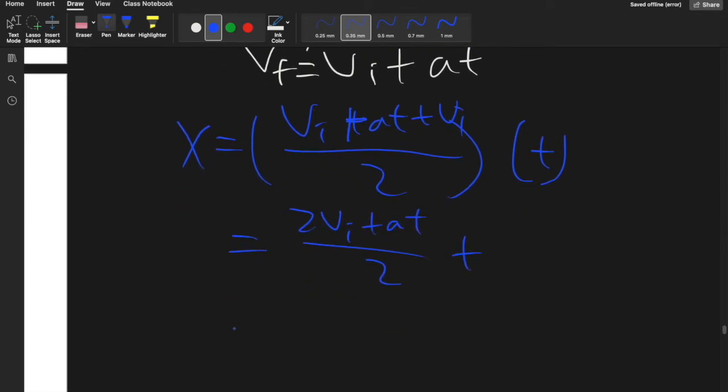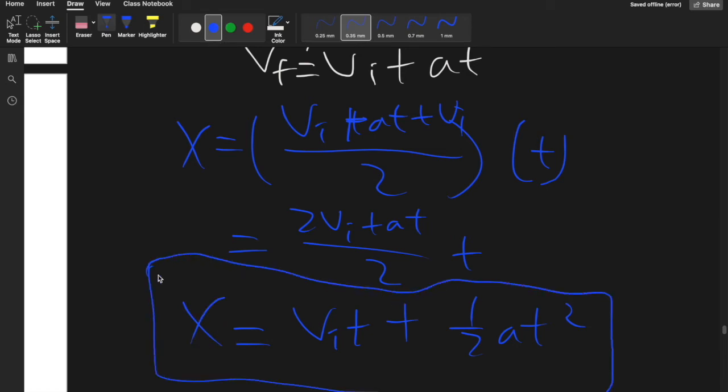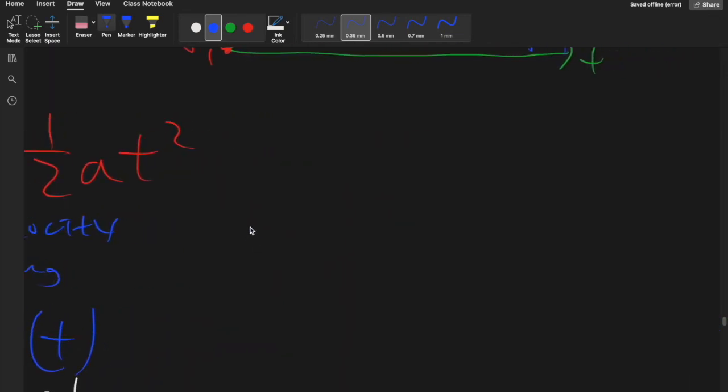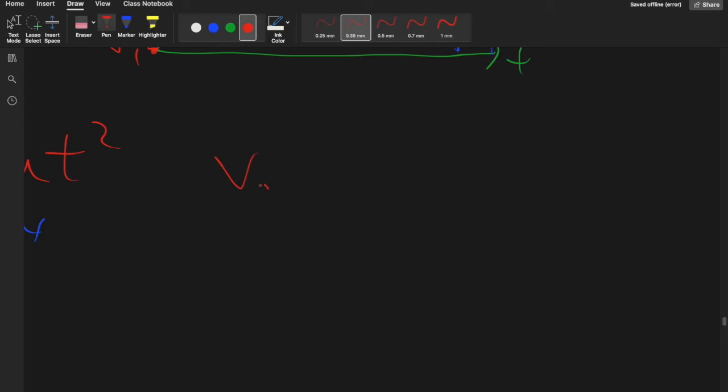And then after you simplify this, it will become this equation. And this is how we get this equation, right? So for the next equation, let's also prove it. So final velocity squared is equal to initial velocity squared plus 2 times acceleration times displacement.